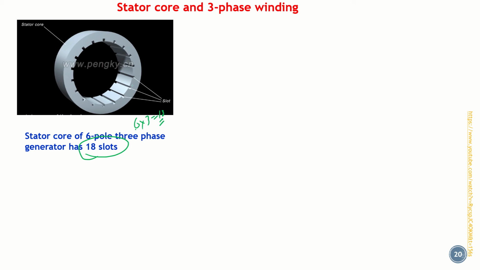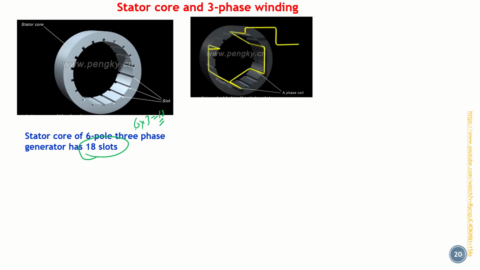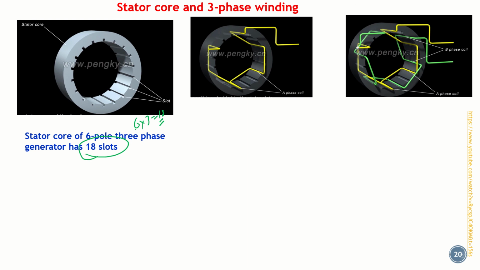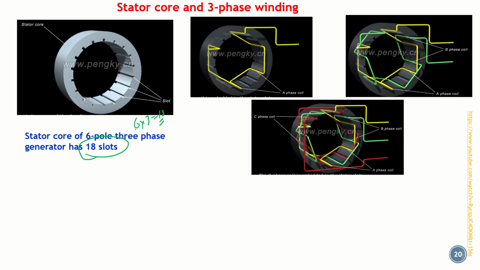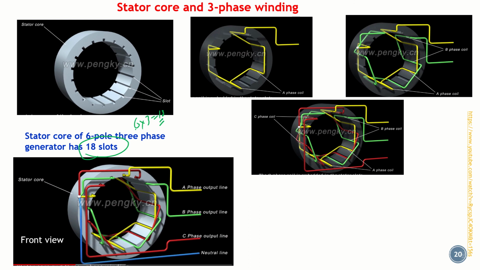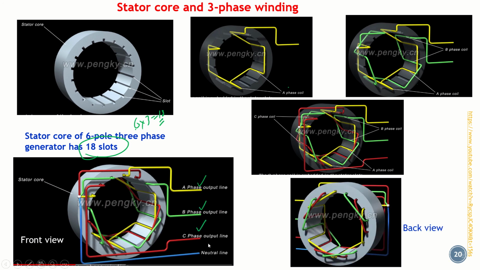In these slots we will place the stator coils. Let's have a look at how we place them. This is a 1-phase coil. We place it like this through different slots, and then we place the second one, B, and C. This red one. If you look at the combined one, these are the A, B and C phase coils, and it will look like this. This is phase A, phase B and phase C, and we have the neutral lines, and the back view will look like this.